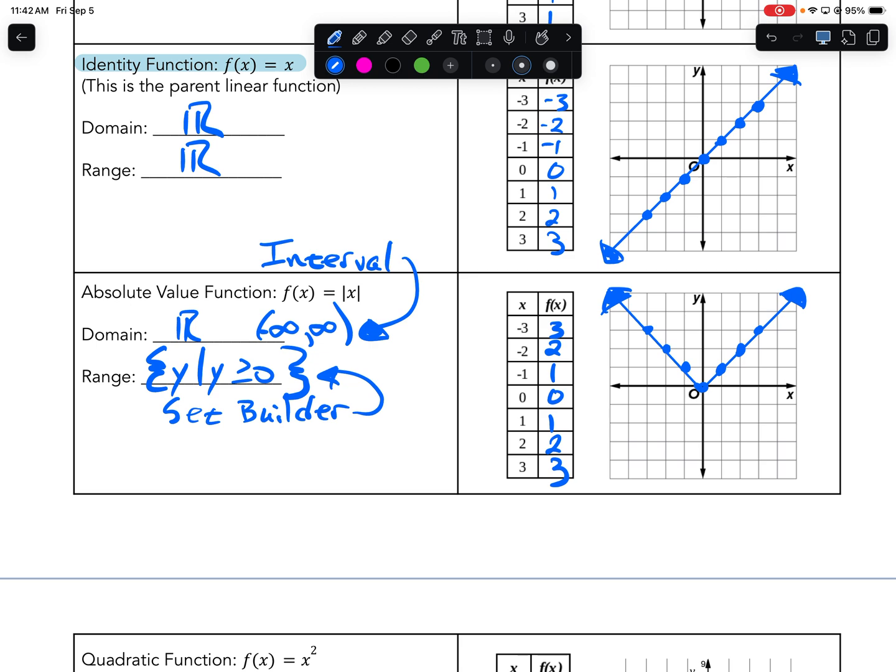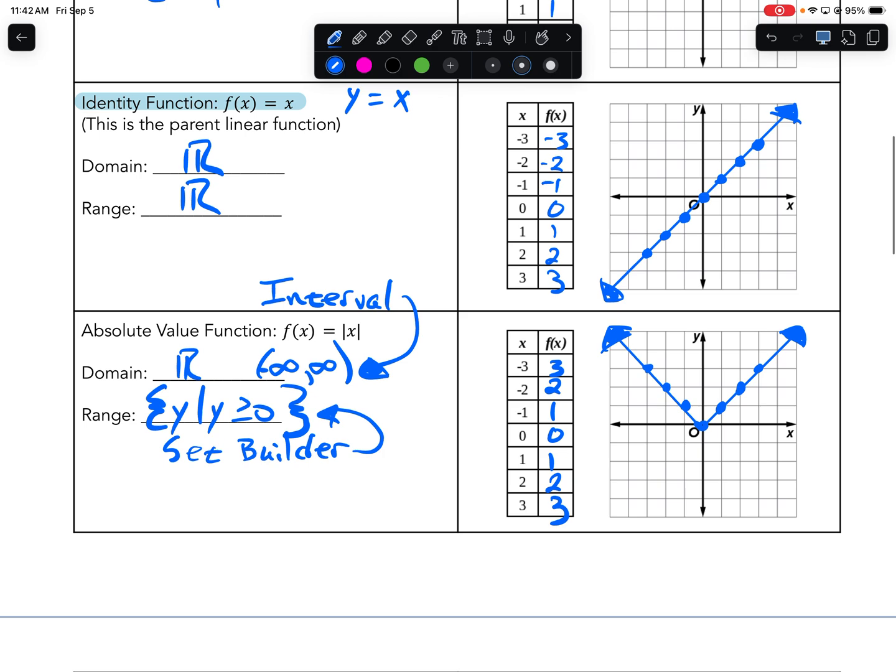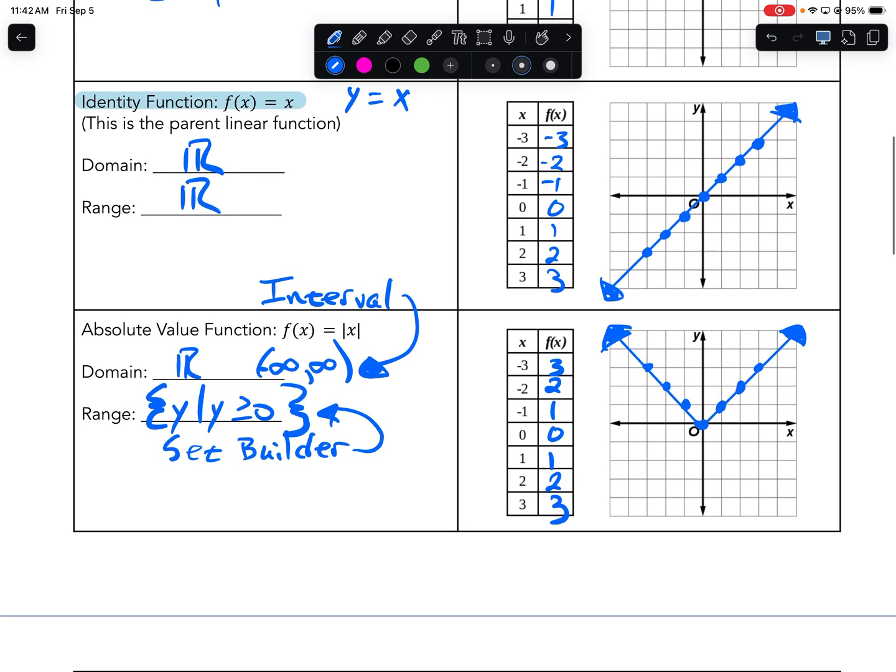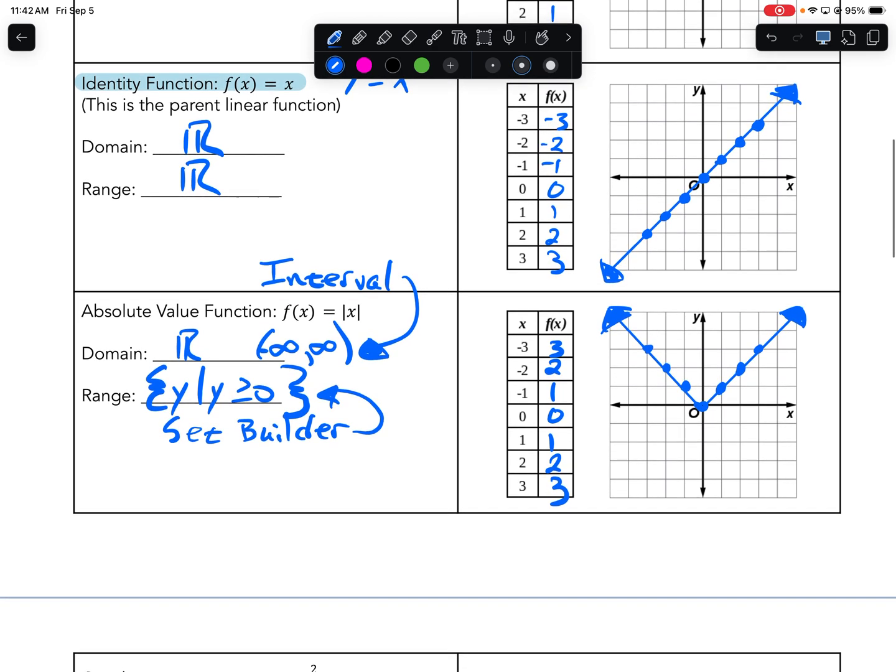Okay? So we have identity function, which is just linear, right? We have absolute value function, which makes a V. So if you get mixed up on things, you could write identity as linear, so you remember it's a line. You could write absolute value is a V, so you remember it looks like a V, right? It's never a bad idea to do that kind of stuff.